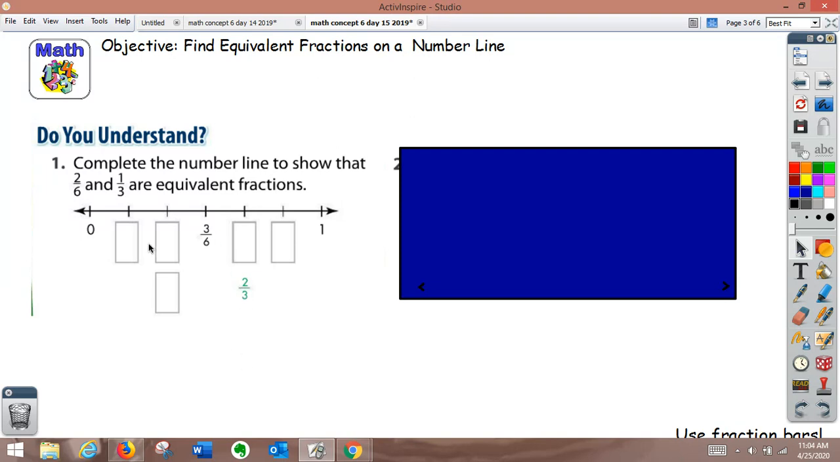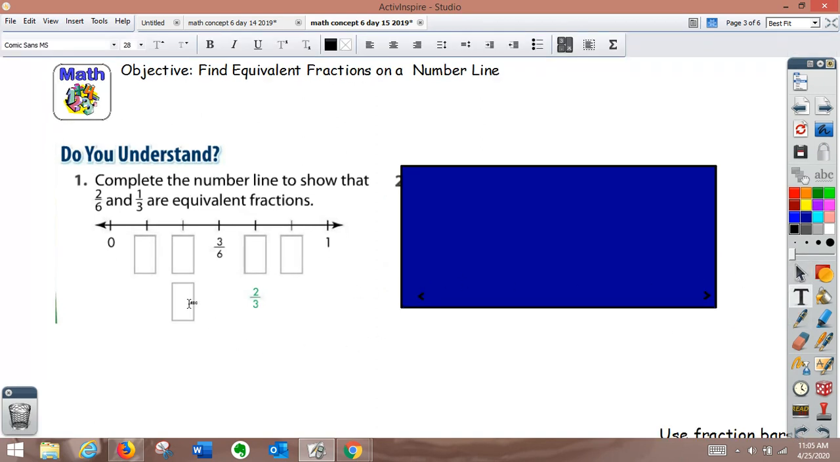Well, let's see. I've got some boxes to fill in here, and I know since this denominator is 6, that means this number line has been divided into 6 equal parts. Let's check that. We don't count 0 because that's 0. Let's go 1, 2, 3, 4, 5, 6. Yep, 6 equal parts. So they use 6 as our denominator, which means that each of these boxes are going to use 6 as their denominator also.